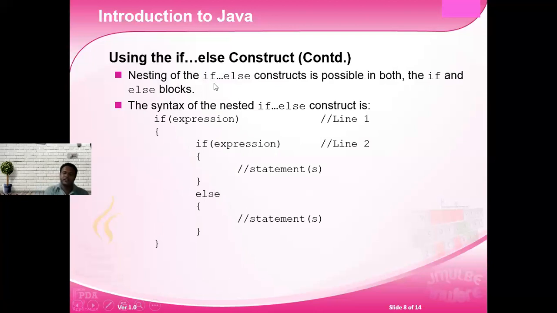Nesting if else is possible in both the if and else block. Nesting if else means that in an if block, another condition is present. If your condition is true, then it goes on to check another condition in an if else block. That is called the nested if else.